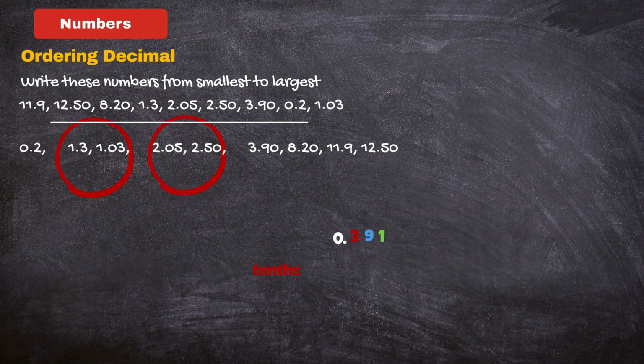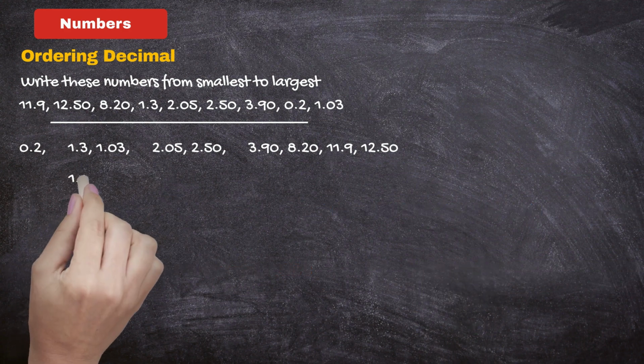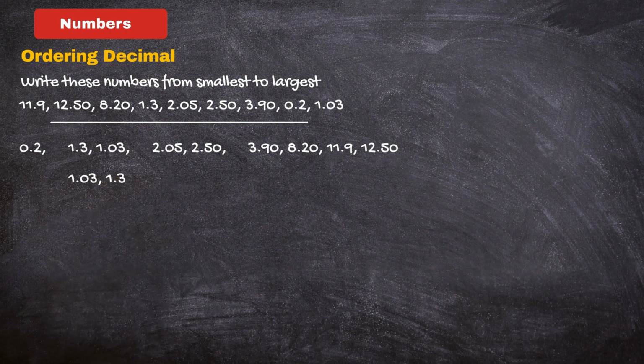In decimals, like in whole numbers, the value of digits decreases from left to right. This means that decimal numbers with the most zeros at the start are smaller. Based on that logic, 1.03 is smaller than 1.3, and 2.05 is smaller than 2.50.